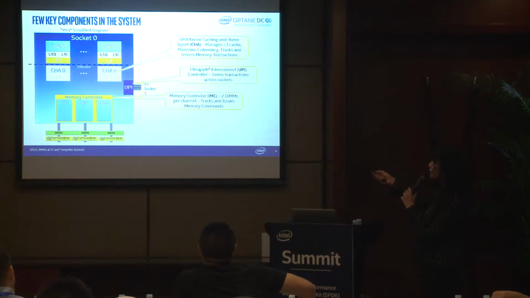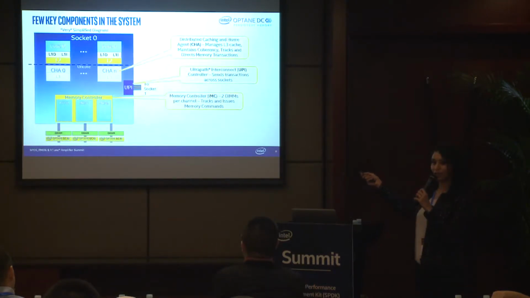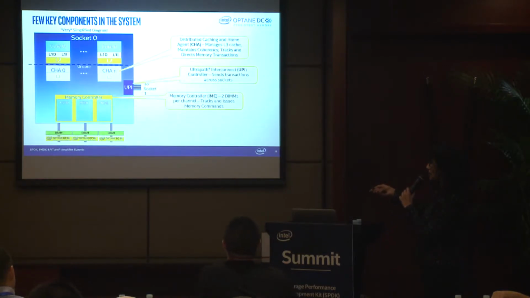Everybody is familiar with the core. The core has L1 cache and L2 cache. So we have the CHA, which you can call CHA or the CHA. CHA is what we call a caching home agent. The CHA homes the L3 cache and also a snoop filter. What the CHA does is it manages the L3 cache and also maintains coherency across the sockets. And the CHA's duty is also to track and direct the memory operations such that it goes to the right memory controller, if it has to go to the remote socket's memory controller.